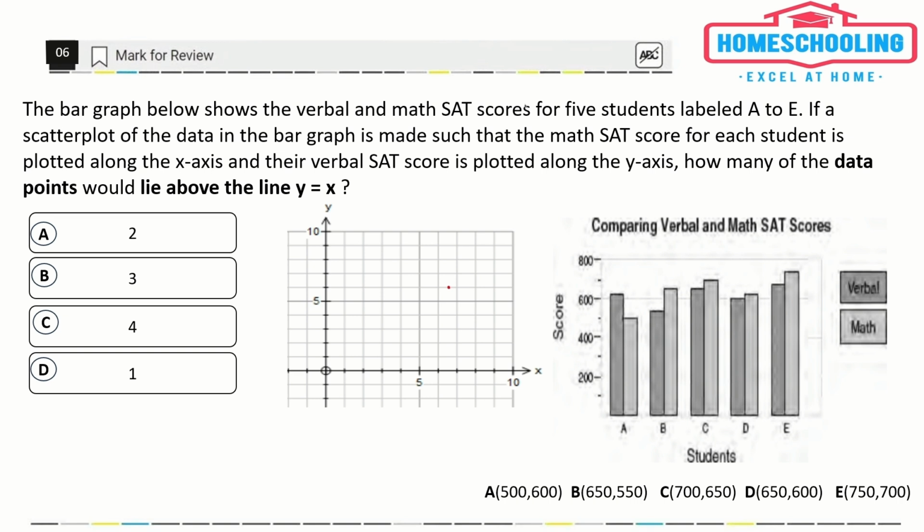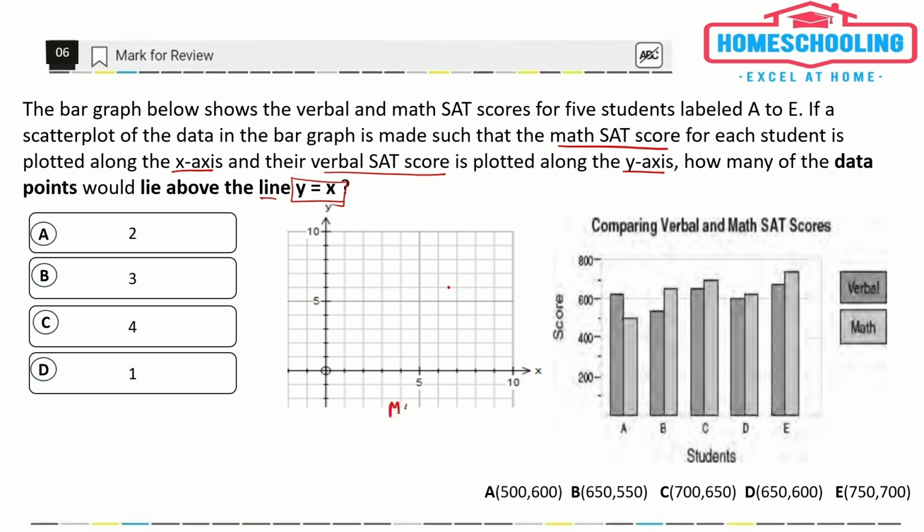In question number 6, the question says that the bar graph below shows the verbal and math SAT score for 5 students labeled A to E. If a scatterplot of the data in the bar graph is made such that the math SAT score for each student is plotted along the x-axis and verbal SAT score is plotted along the y-axis, we have to find how many of the data points would lie above the line when y is equal to x. So the question says that the math SAT score is on the x-axis.